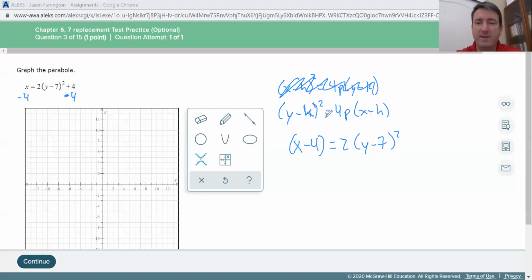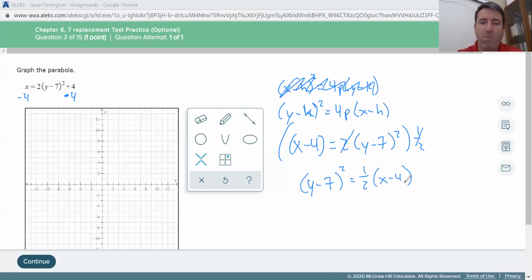So we're pretty close to making this look like this, but notice that this coefficient here, this 4p, is in front of the term that's not being squared. So we need to get this over here. So we can do that by multiplying both sides by 1/2. 1/2 times 2 is just going to be 1, and so we get y minus 7 squared by itself. And then on the other side, we get 1/2 times x minus 4. And now this is in standard form, so we should be able to graph it from this.